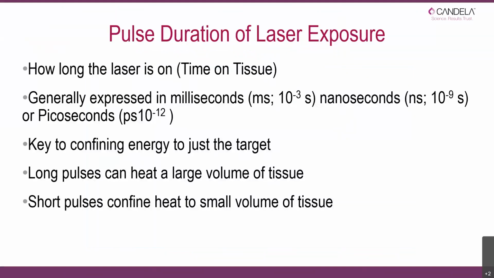The pulse duration. So this is, in essence, how long the laser is pulsing for, and it can also sometimes be called time on tissue or TOT. And depending on the system, this is either expressed in milliseconds, in nanoseconds, or even in picoseconds. And very often the pulse duration or the exposure of the light onto the tissue is the key to actually defining how we treat and how efficiently we're treating whatever our target might be. And here we look at the principle that long pulses can heat large volumes of tissue and shorter pulses confine the heat to a smaller volume of tissue.